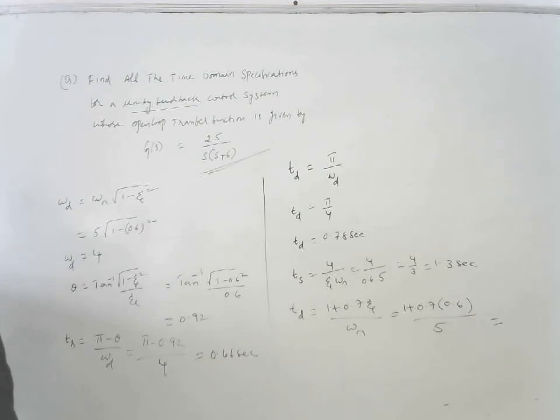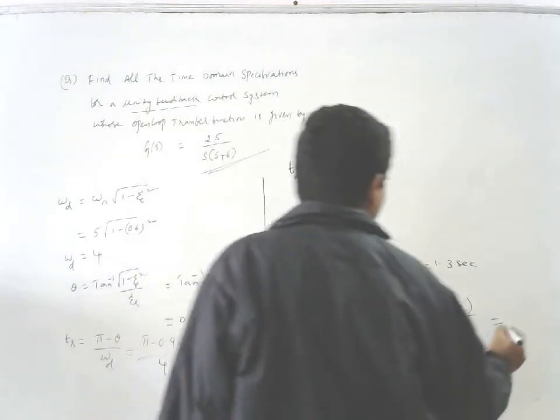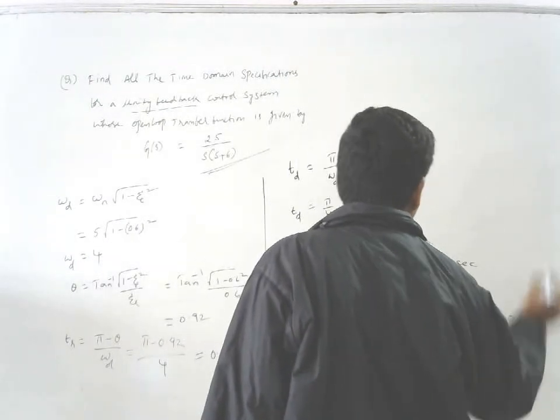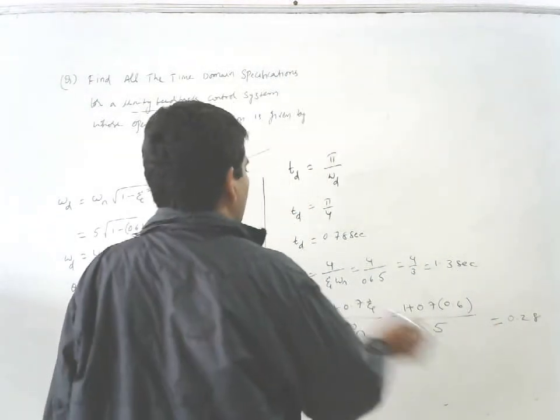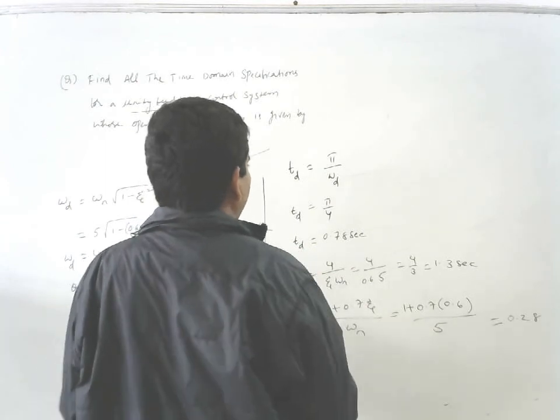Simplify and write it there. It is approximately 0.28. TD equal to 0.28. That means TD value is less. Sorry, this is TP, not TD.